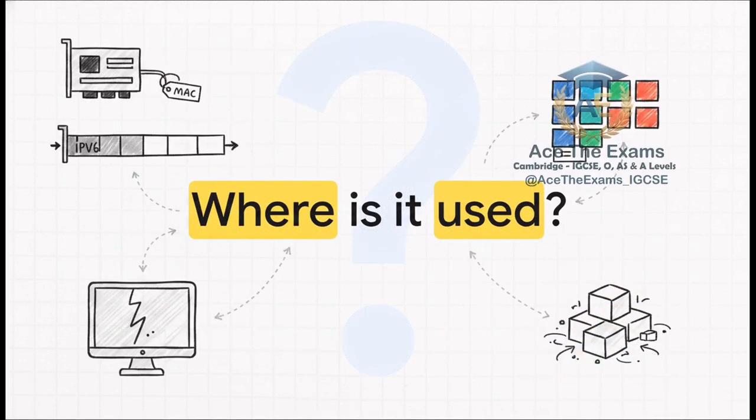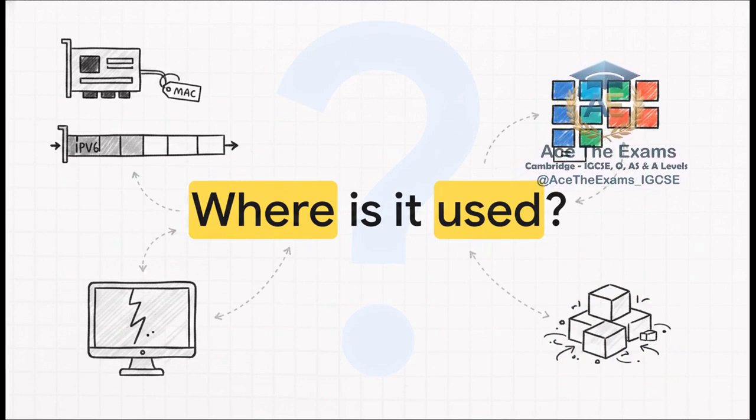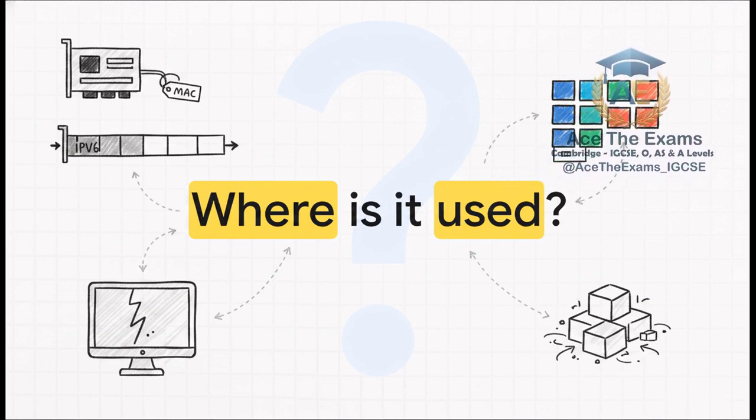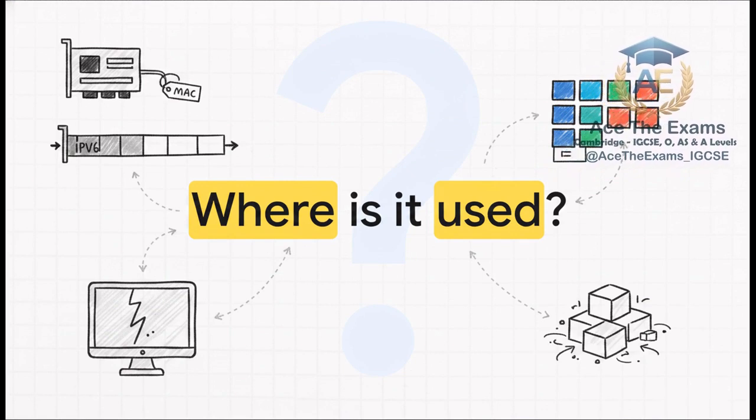Okay, let's see how this builds into real-world application. Where is it used? In Cambridge exams, knowing the real-world application is totally non-negotiable. You need to link this concept directly to specific technologies. For example, it's used in MAC addresses to permanently identify network interfaces.